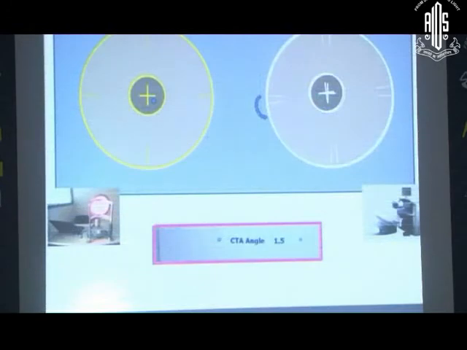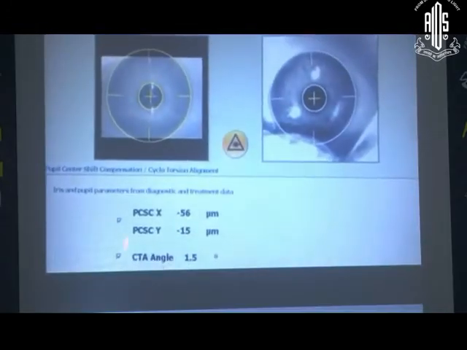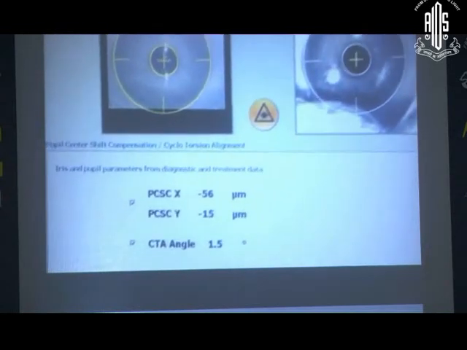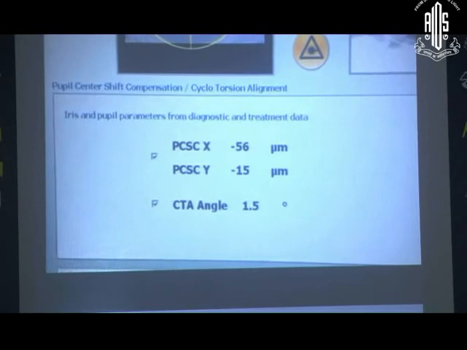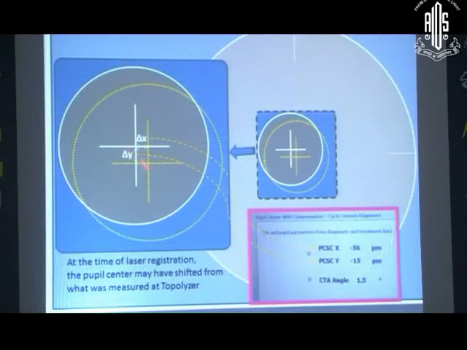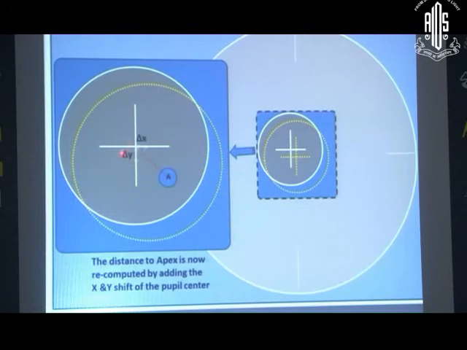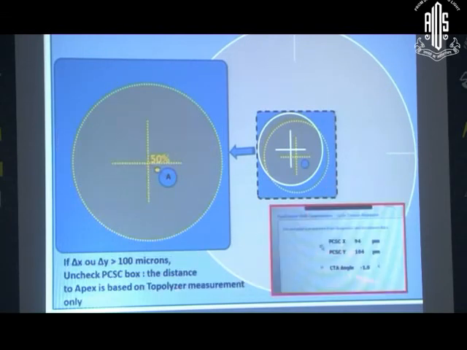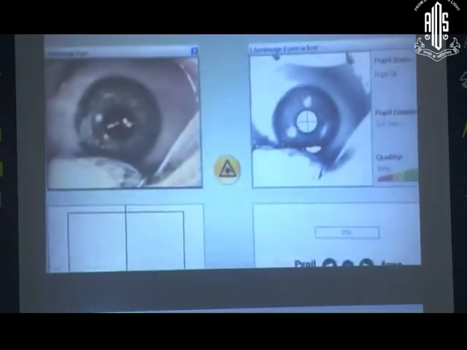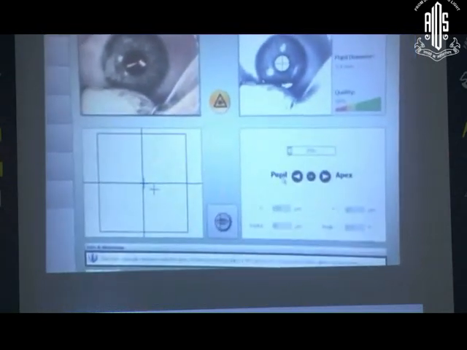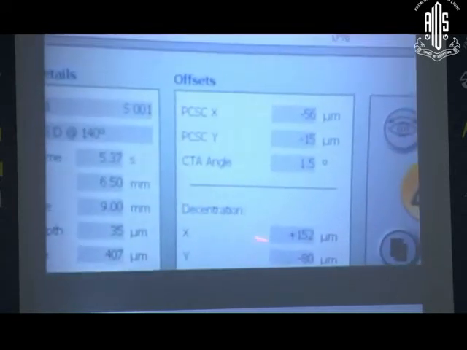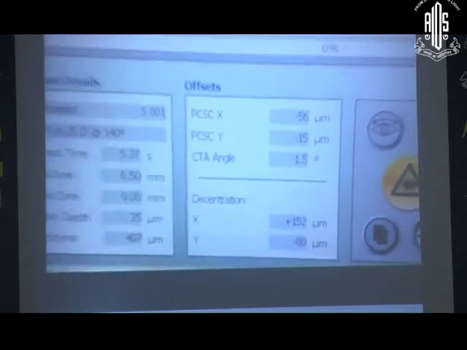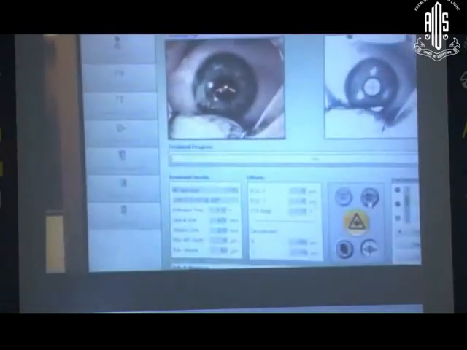So once that is achieved, the cyclotorsion is registered. If the cyclotorsion registered is more than 10 degrees, we need to repeat the procedure. Having done that, now we go to the angle kappa adjustments, where we can center the treatment at 10% points anywhere between the apex and the center of the pupil. Again, here if the angle kappa is more than 100 microns, then we would probably repeat the whole procedure again. Once all these parameters are registered and all these offsets are made, then we can go ahead with a perfectly centered pupillary centroid.